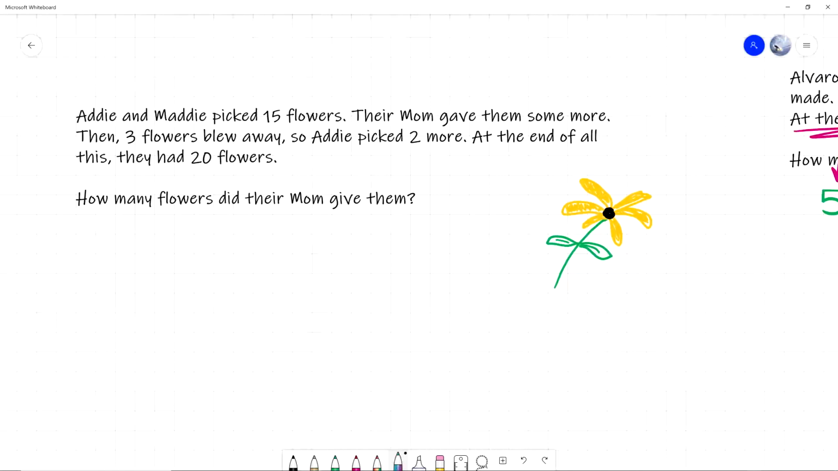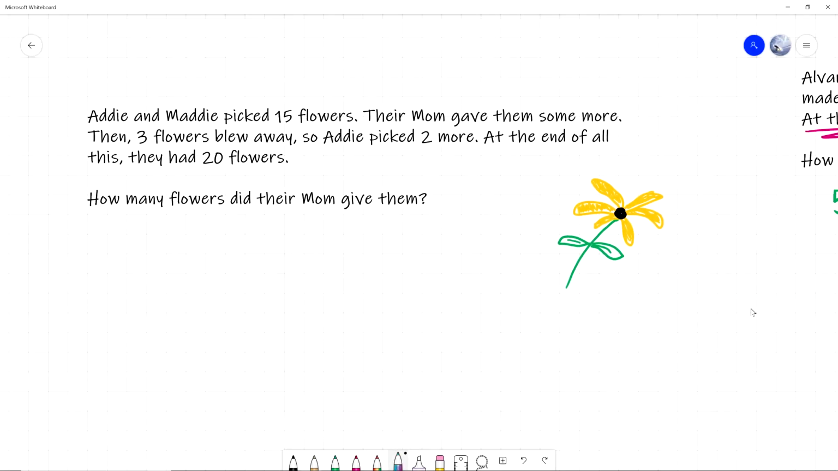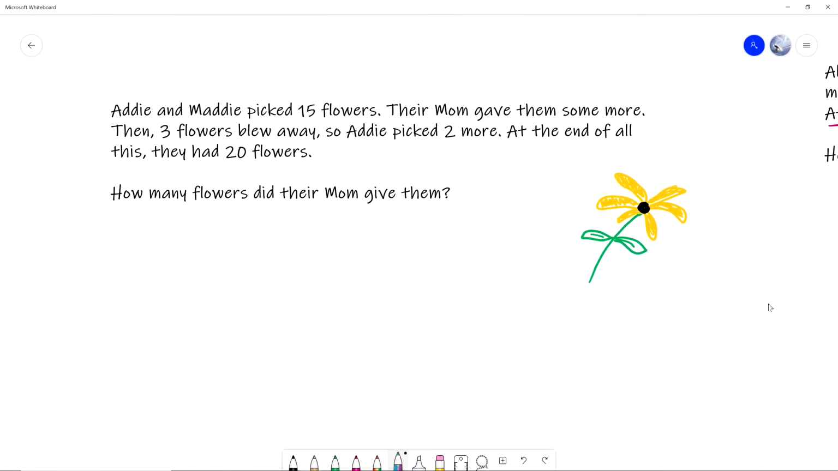Okay, the last problem we're going to solve together is this one. Addie and Maddy, why don't you take turns reading sentences or something? You can solve it together, and then maybe Natalie and everyone can solve it together. We are going to actually just read it together. Okay, very good.